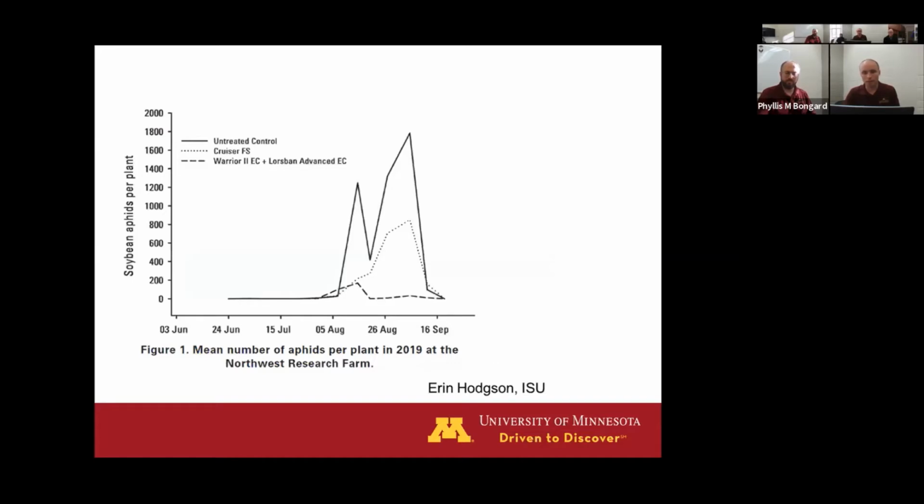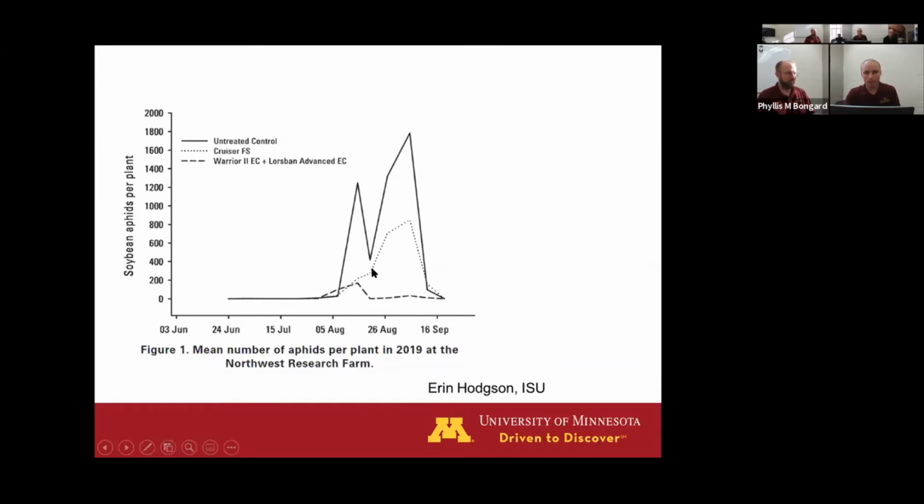There's a lot of data published looking at aphid populations on untreated soybean, seed-treated soybean, and foliar applications. Here's an example that I took from one of my colleagues' recent publications, Erin Hodson down at Iowa State University, from one of her insecticide trials this last year. We see time going across the bottom of that graph, and then we've got the number of aphids per plant on the side of the graph. The solid line represents plants that had no insecticide seed treatment, so reaching up into the thousands of aphids per plant.